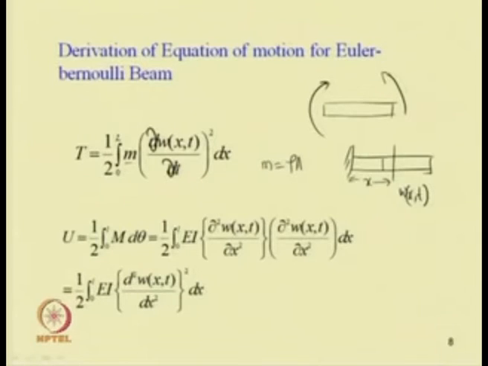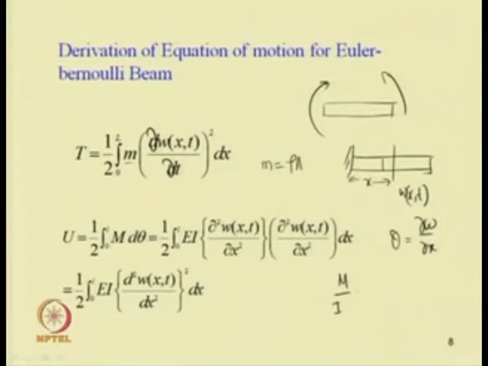One can find the potential energy equal to half stress into strain into dV, or one can write this by using the bending moment into d theta. So, it is equal to half integration 0 to L M d theta, and here theta is the slope. So, theta can be written as del w by del x. If one takes small deflection, then this bending moment can be written as E I del square w by del x square. By using this formula one can find this.